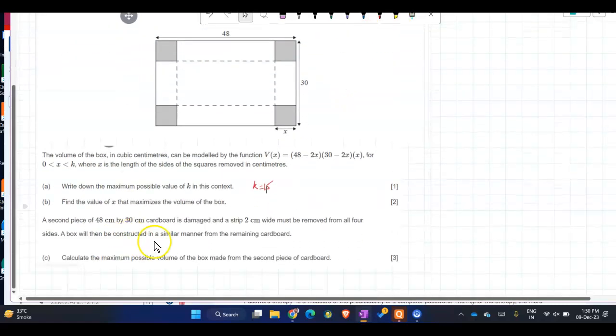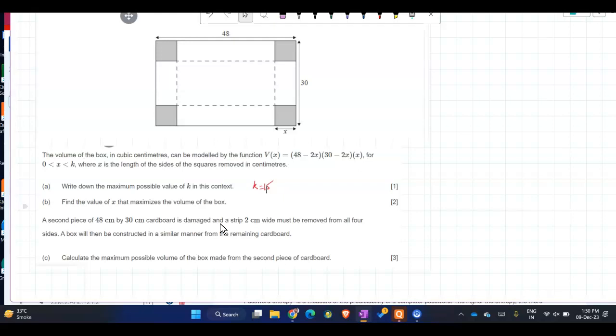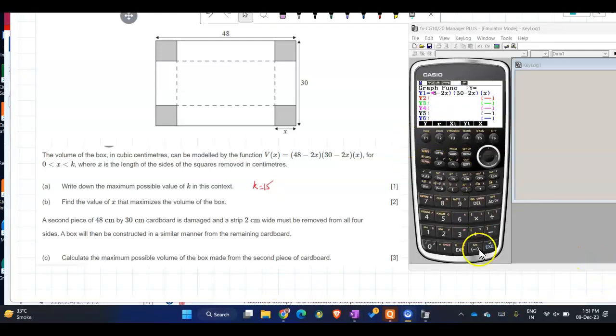Now find the value of x that maximizes the volume of the box. Use a calculator, graph it in the calculator and find the max. Type it in the calculator. Now pay attention, this is very important. You have to go to view window. What are the values of x? 0 to 15. So put 0, put 15. Enter, enter. Do you see the graph?